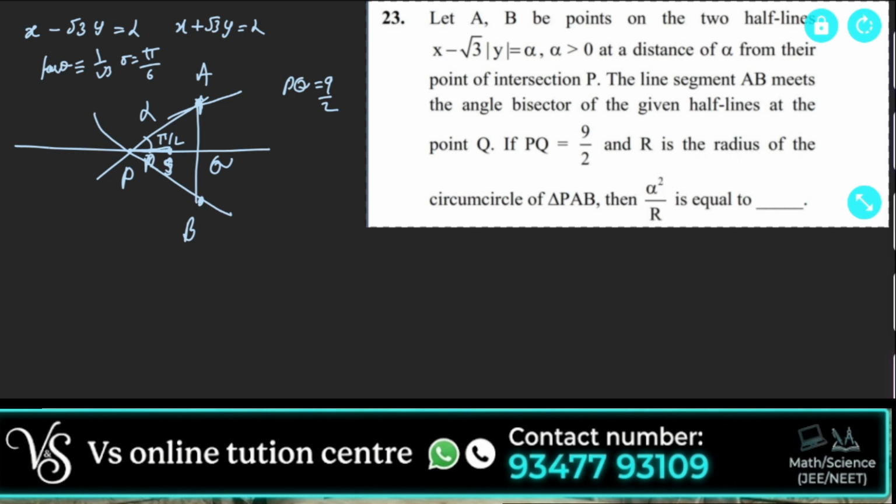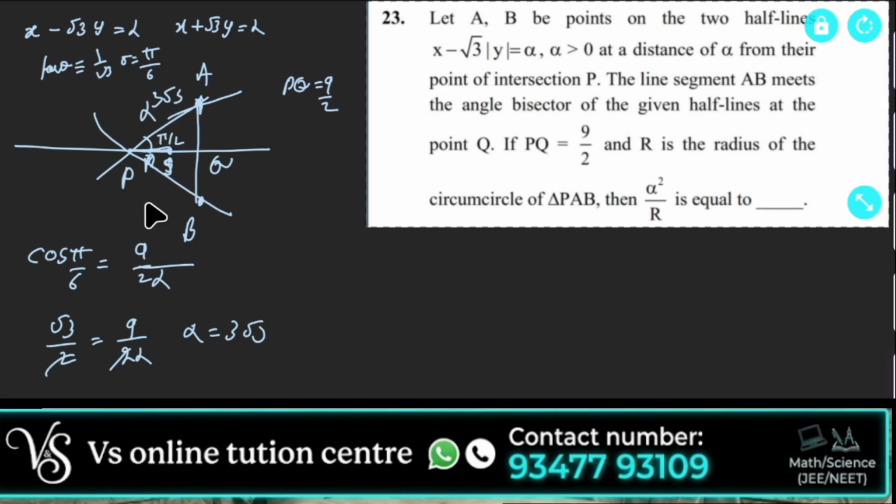Now let's look here. PQ is 9 by 2, and cos pi by 6 is equal to 9 by 2 whole by alpha. Cos pi by 6 means the value root 3 by 2 is equal to 9 by 2 alpha. So the 2 cancels, alpha is equal to 3 root 3.